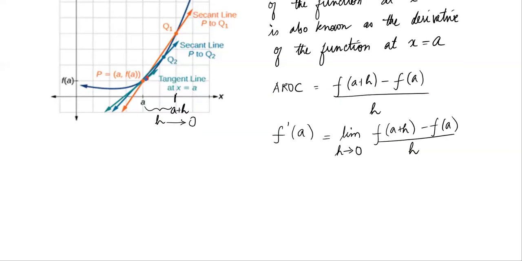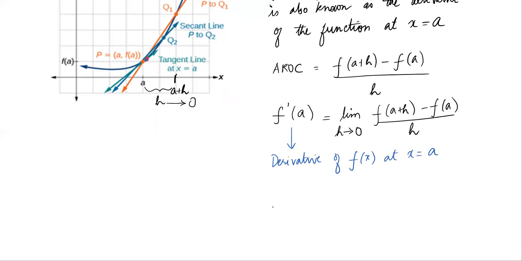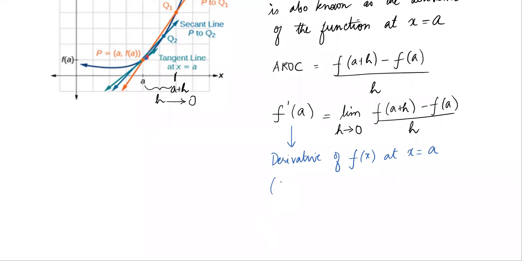So let me write a quick explanation here. This is a notation. So when you apply limit to the average rate of change formula, you get your derivative. So this is the derivative of f of x at x equals a, at a particular point. And we read it as f prime, the f with the dash is called f prime.